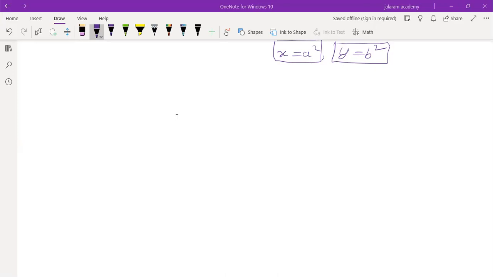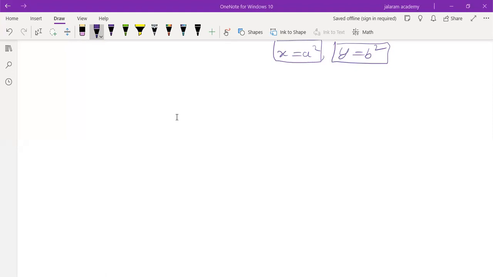Yes, state again. So x upon b1c2 minus c1b2 equals y upon c1a2 minus a1c2 is equals to minus 1 upon b1a2 minus a1b2. Is it correct? Last one. It is minus 1 upon a1b2 minus b1a2. Understood?